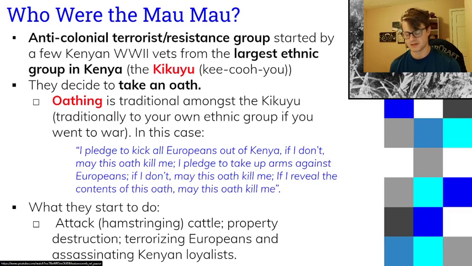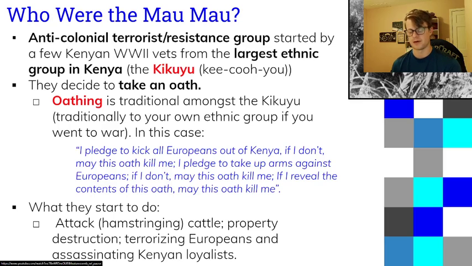But in this case, the Mau Mau take this idea, so this right here is a sample of a pledge. There are many different versions of them, but the last line is always the same. It says, "I pledge to kick all Europeans out of Kenya. If I don't, may this oath kill me. I pledge to take up arms against Europeans. If I don't, may this oath kill me. If I reveal the contents of this oath, may this oath kill me." And the secretive nature of that is kind of the big emphasis.